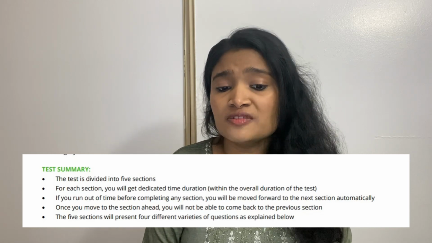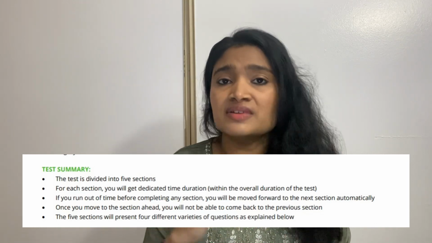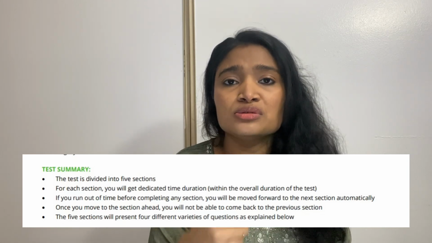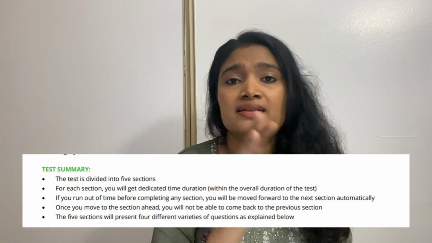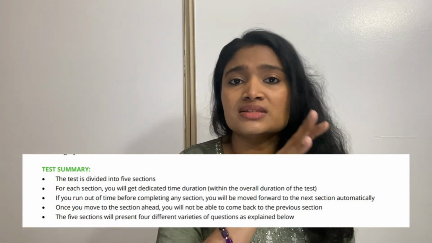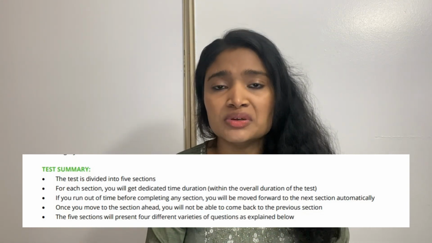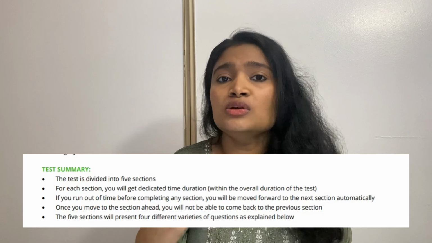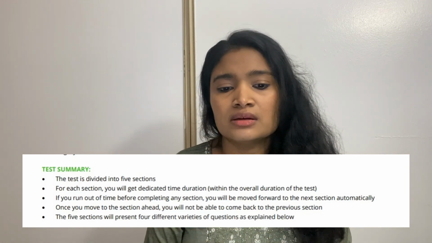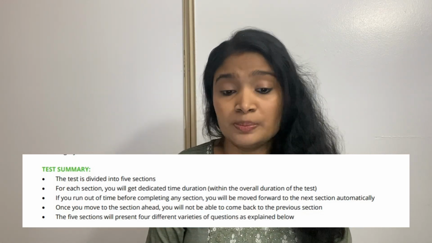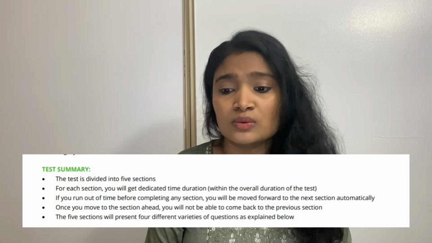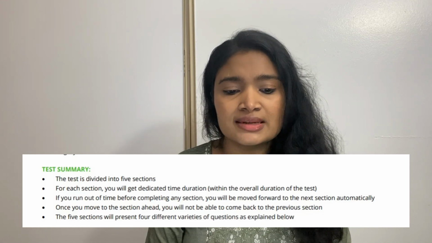Once you move ahead from a section, you will not be able to come back to the previous section. These things you have to note down. Before going to the exam, you should know that there are 5 sections, and each section has its own timing. Once the time runs out, you will automatically move to the next section. Even if you jump to the next section yourself, you won't be able to come back. The 5 sections will present 4 different varieties of questions, which are explained below. So what all things are there in the 5 sections? Let's have a look.